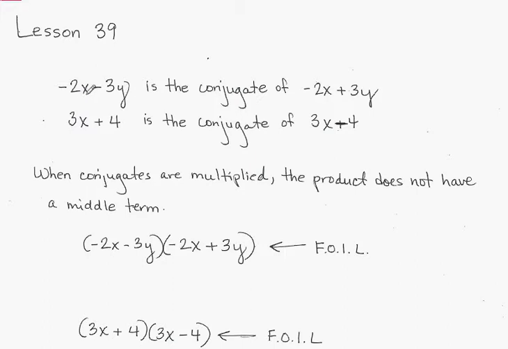If you have negative 2x minus 3y, the conjugate of it is negative 2x plus 3y. When you're doing a conjugate of a binomial, you keep the first sign the same, and the only difference is the sign of the second term is opposite. That's what makes it a conjugate. Like this one.